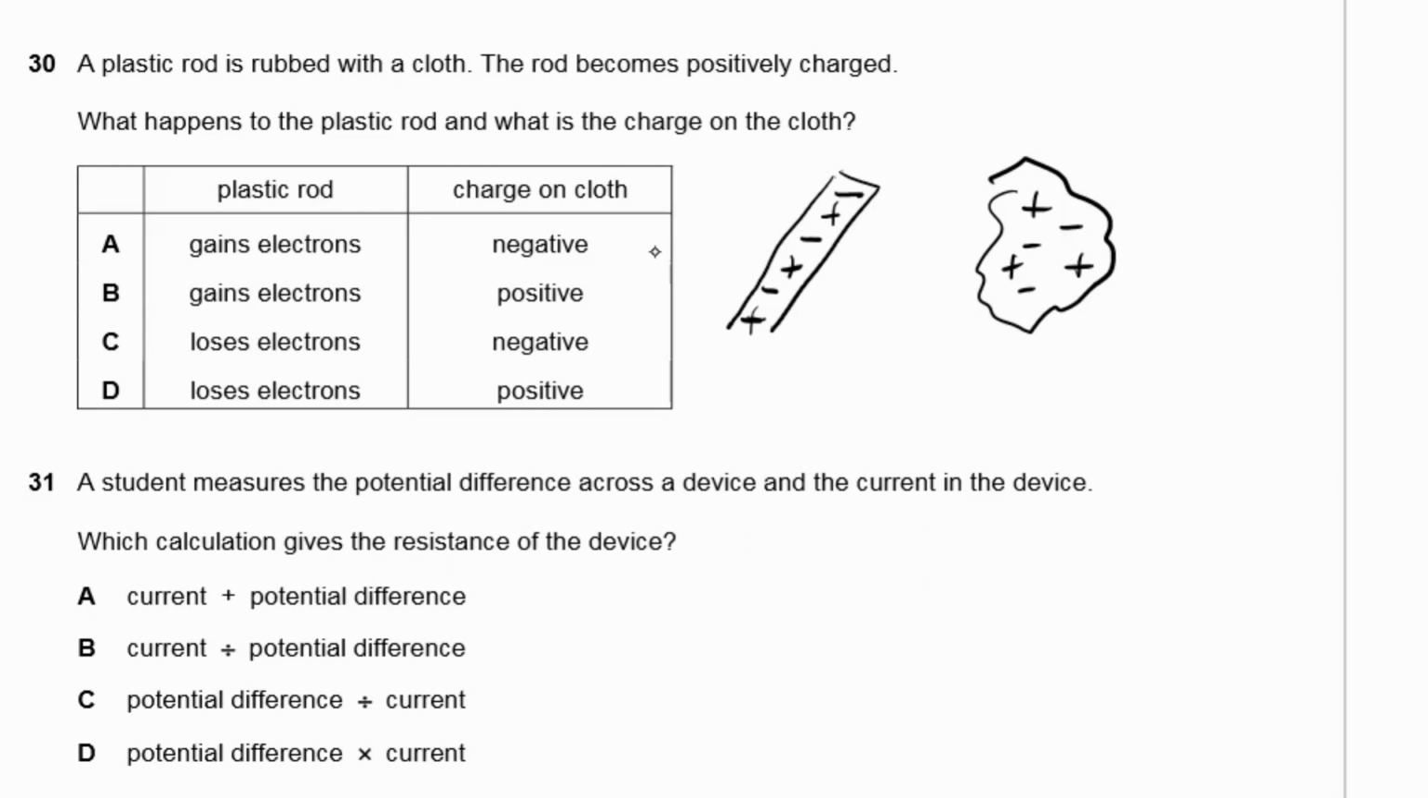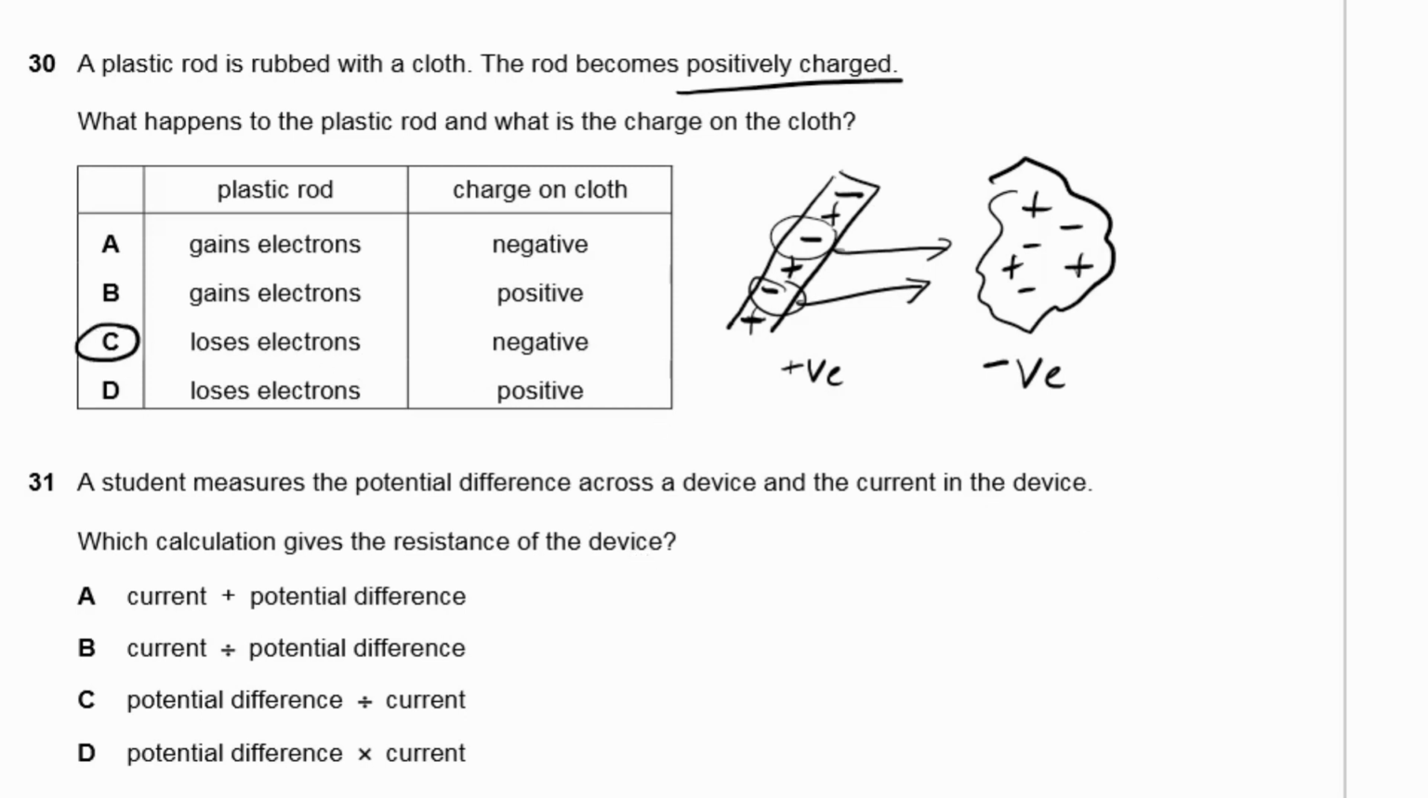So when they rub together, what's going to happen, of course, is that some of the electrons are transferred. The rod becomes positively charged, so it's going to lose some electrons to the cloth. So the rod is going to lose electrons and become positive. The cloth is going to gain electrons and become negative. So plastic rod loses electrons and the charge on the cloth becomes negative. There we go. Option C.